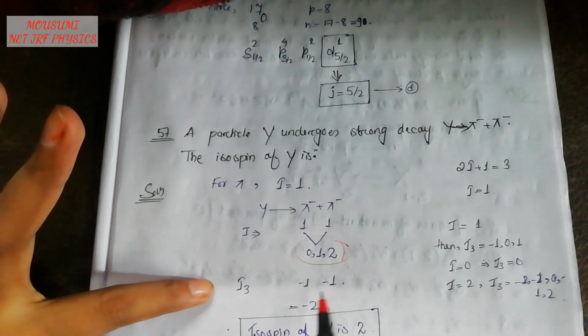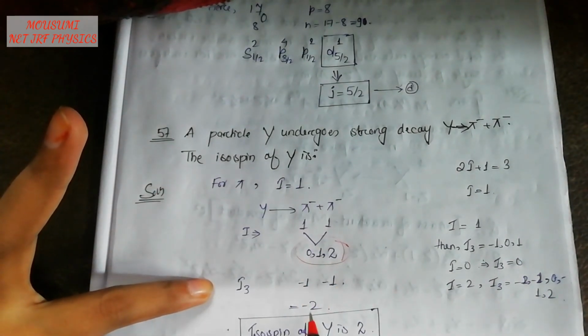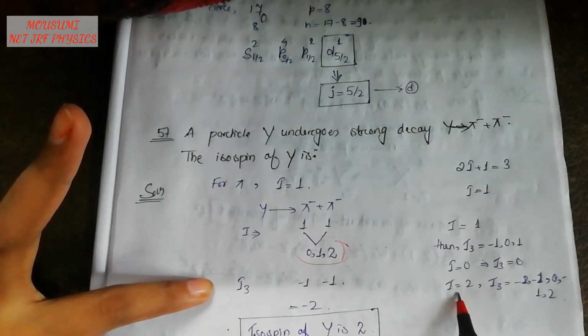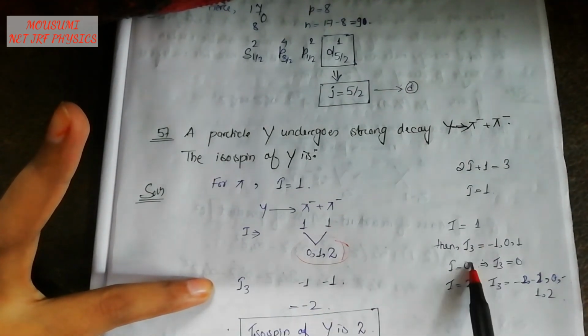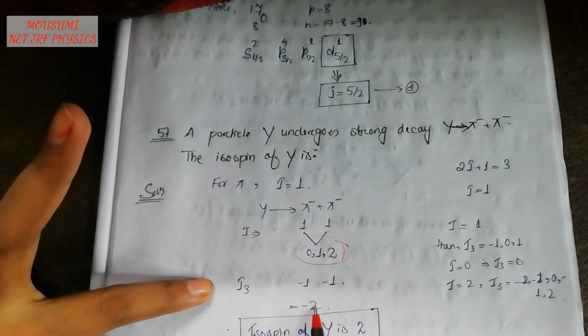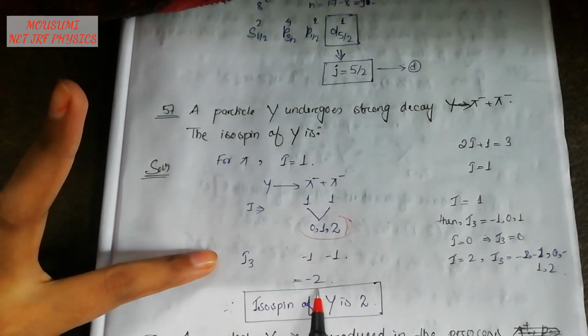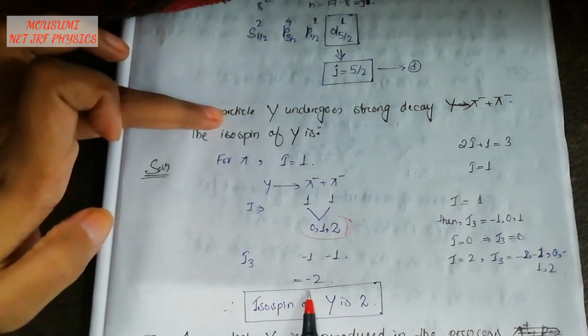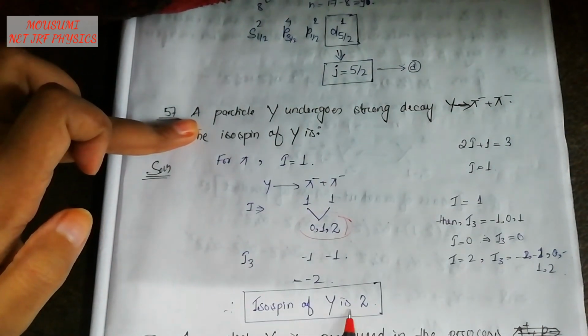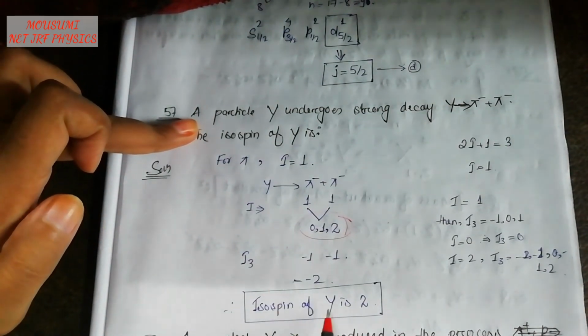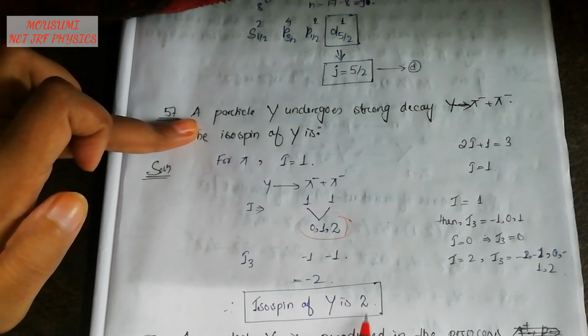So if it's -2 here on the right hand side, the isospin must be equal to 2, because for 1 and 0 there is no I3 of -2. So the Y particle must have isospin what? 2. So the isospin of Y in this case must be 2.